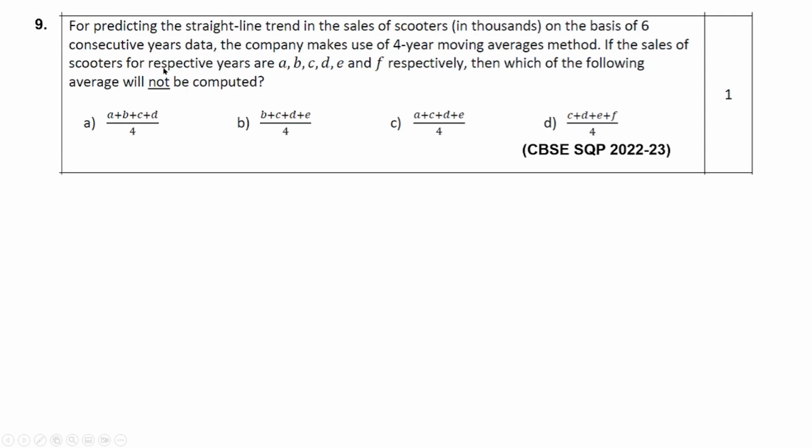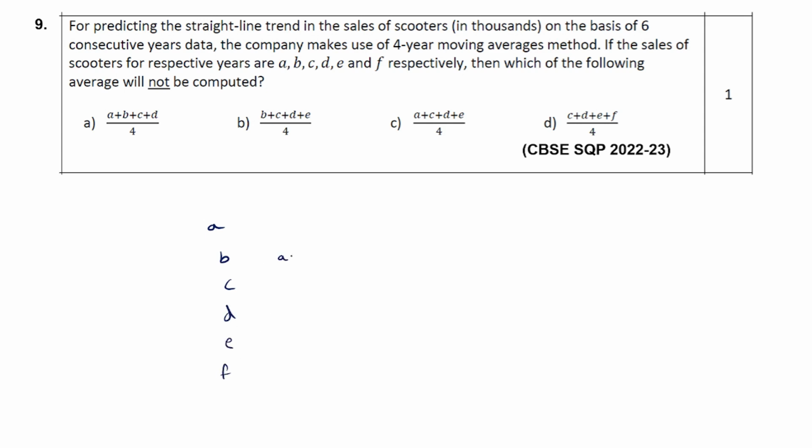Next question, for predicting the straight line trend in the sales of scooters in thousands on the basis of 6 consecutive years data, the company makes use of 4-year moving averages method. If the sales of scooters for the respective years are A, B, C, D, E and F respectively, then which of the following average will not be computed? So here we have 6 years, A, B, C, D, E and F.